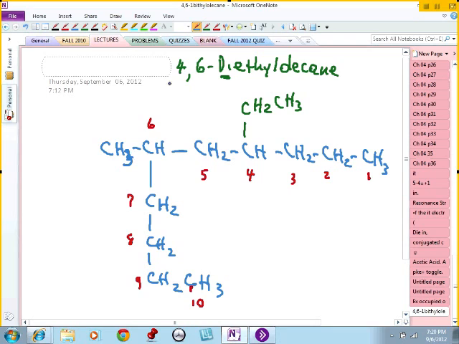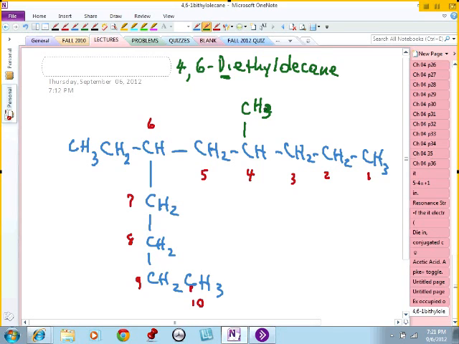Okay, so therefore it becomes, let me make it a little bit more interesting. Let's put the ethyl here. Okay. So the methyl is in position number 4, and the ethyl is in position number 6.